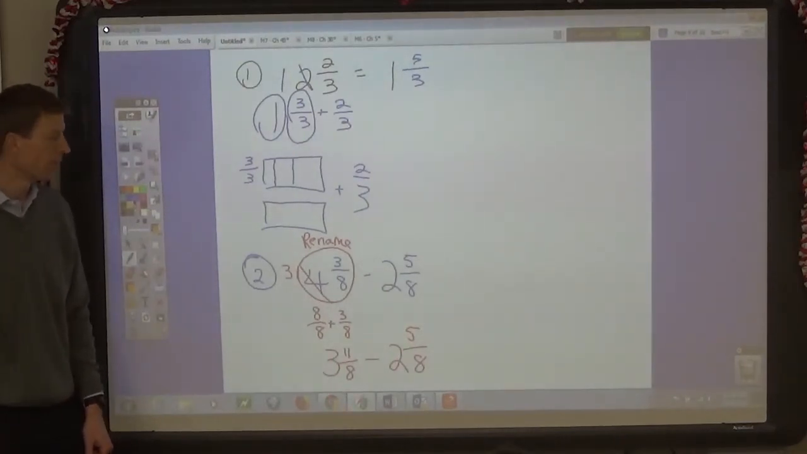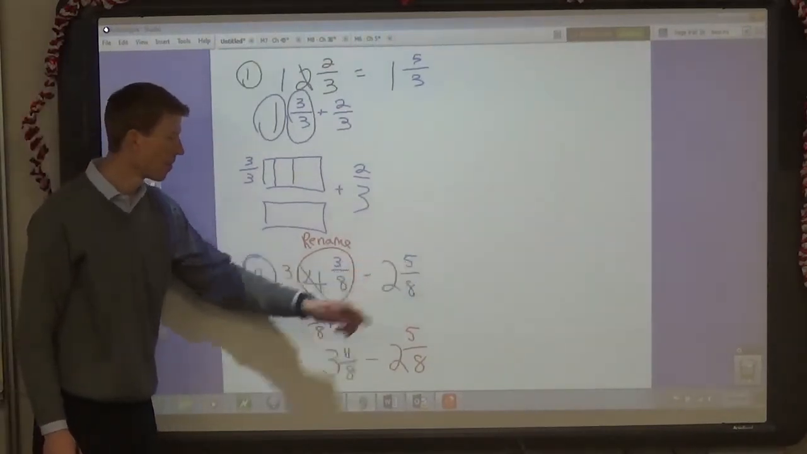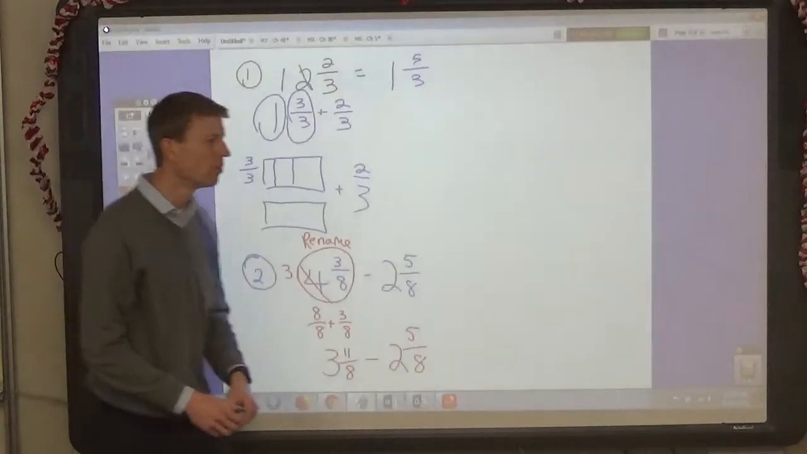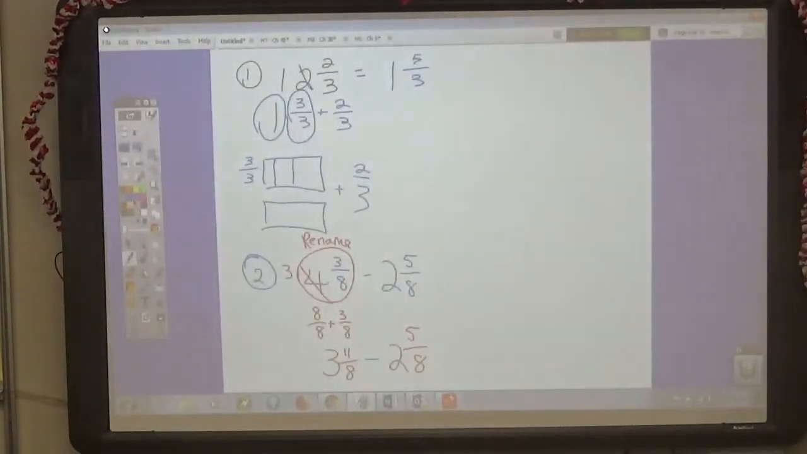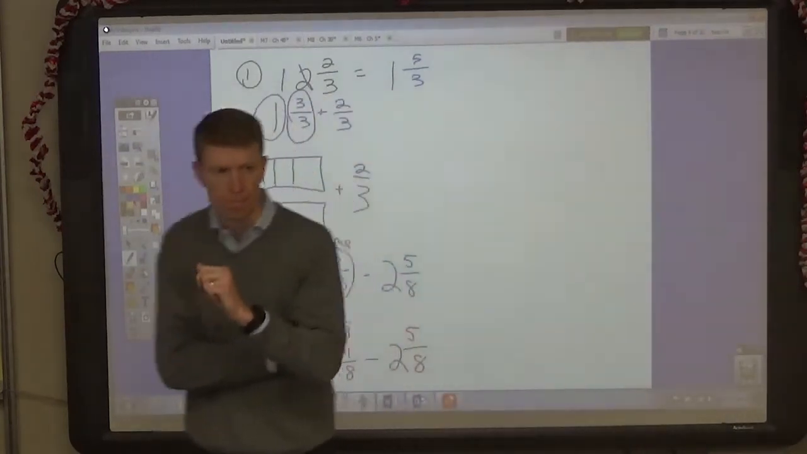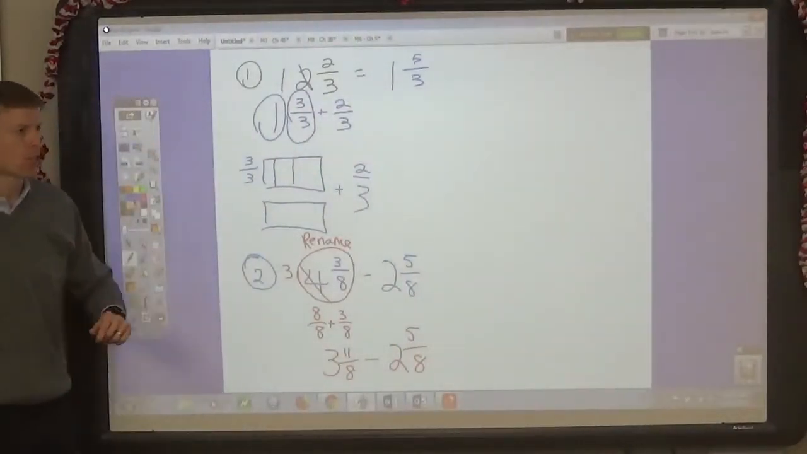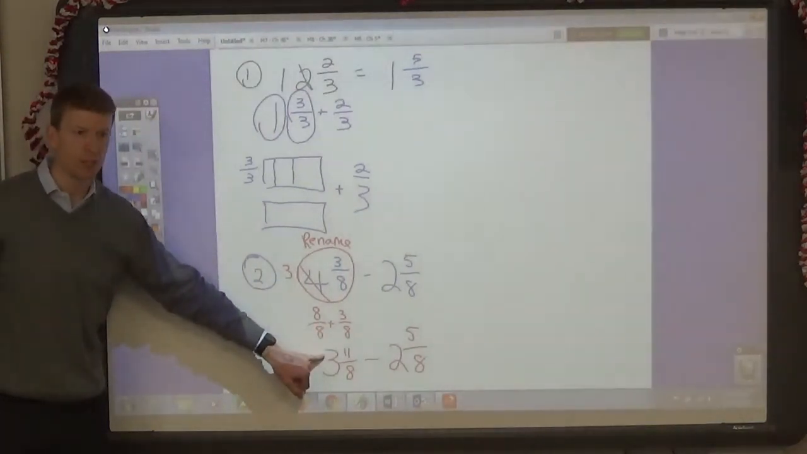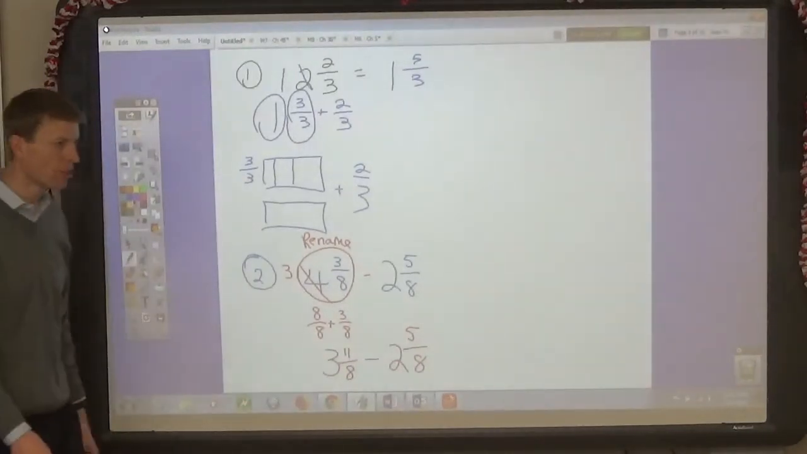Ben? What I don't understand is why you even have to rename it. I mean, you can just do 3 minus 5, which is 2. Wait a second. 3 minus 5 is 2? No. 3 minus 5 is negative 2, and if you only have 3 pieces, you can't give me 5. Right? Quiet, please. So you have to regroup it. You have to rename it and then do the subtraction, okay?